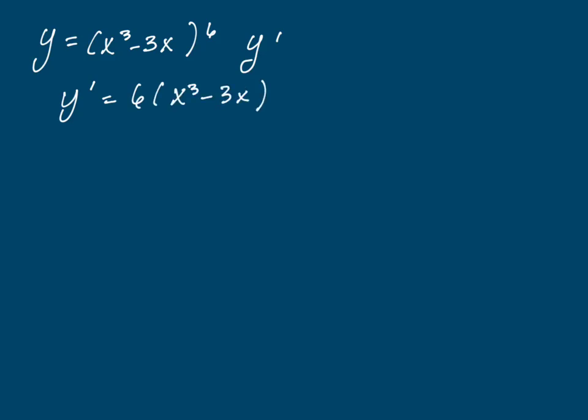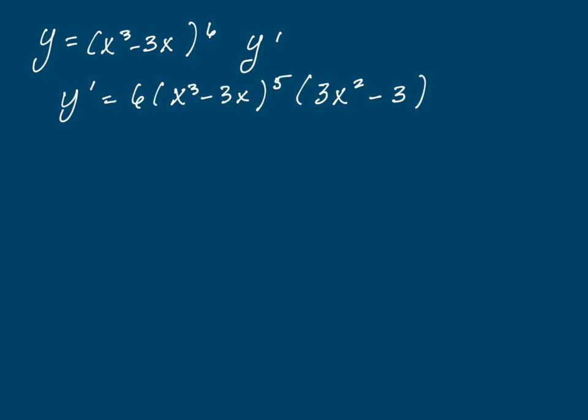Okay, let's do number 8. Turn my paper, sorry. Number 8 was y equals x cubed minus 3x to the 6th power, and they just want you to find y prime. So y prime would be equal to 6, chain rule here, x cubed minus 3x to the 5th, and then inside would be 3x squared minus 3. Okay, so 3x squared minus 3.